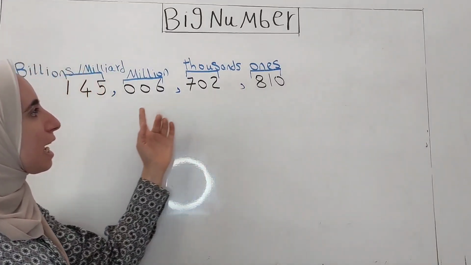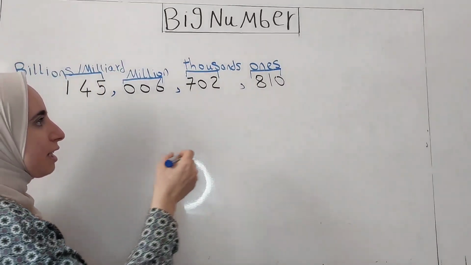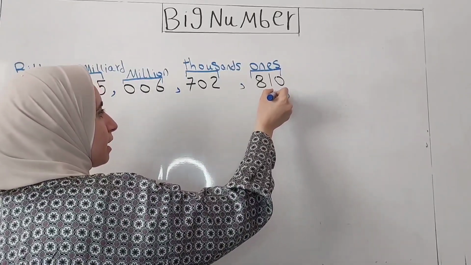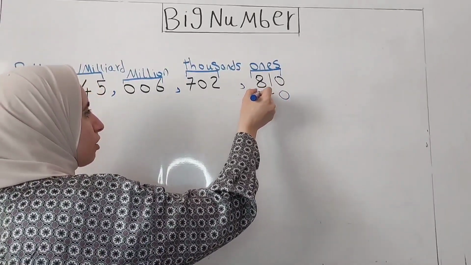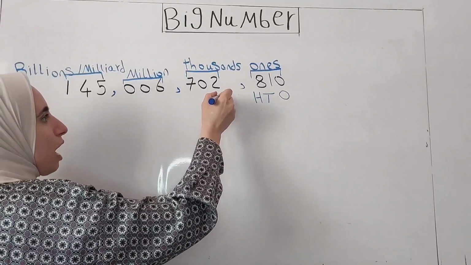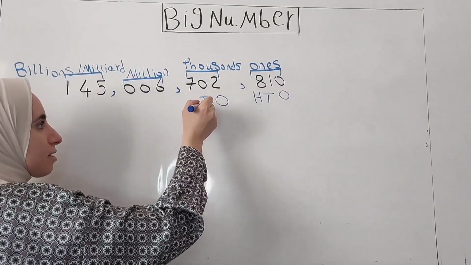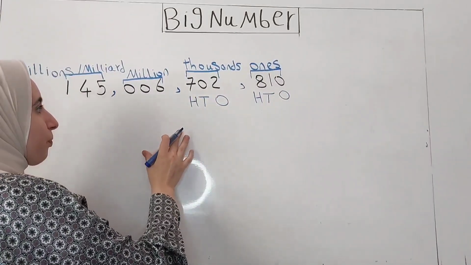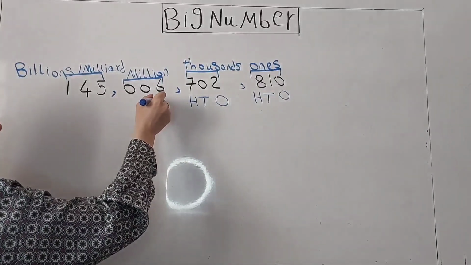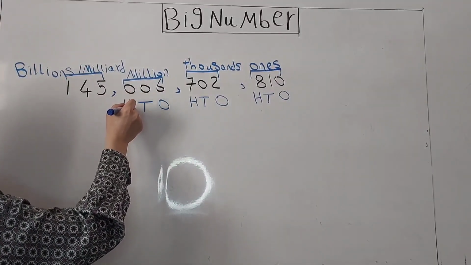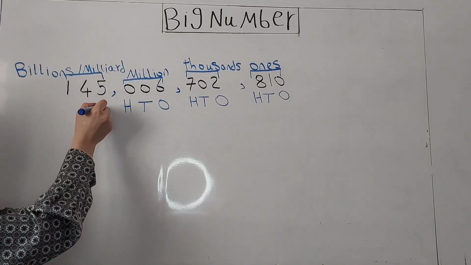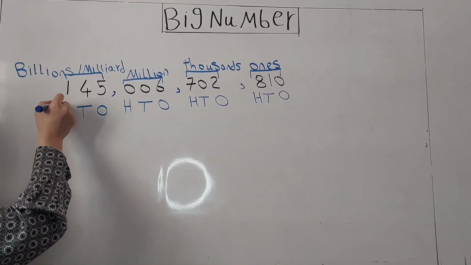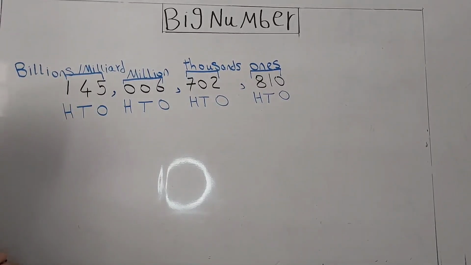Now, each family has 3 digits. It is ones, tens, hundreds.